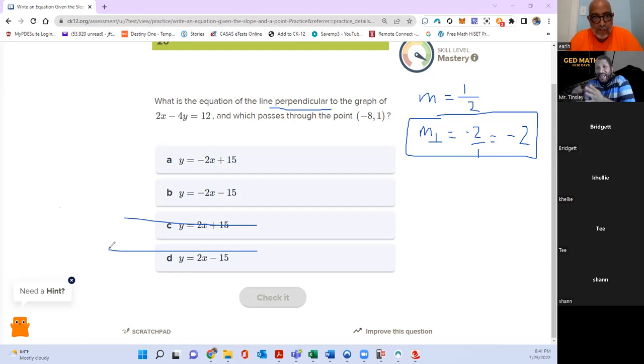Now, this is the next step. This was important. We know how to find an equation of a line given a point and a slope. Am I correct? We're going to do it the same way we just did. Y equals mx plus b.